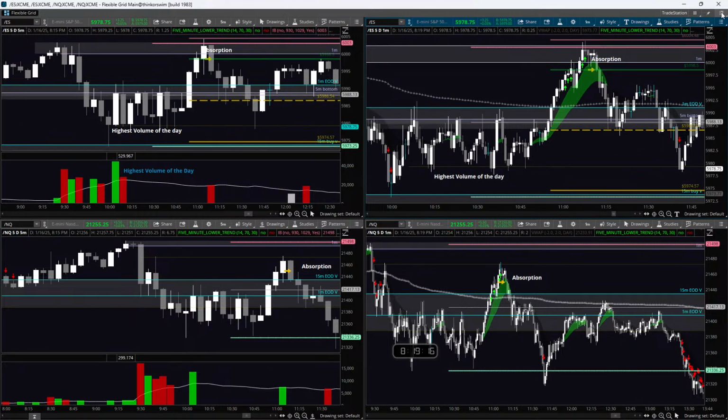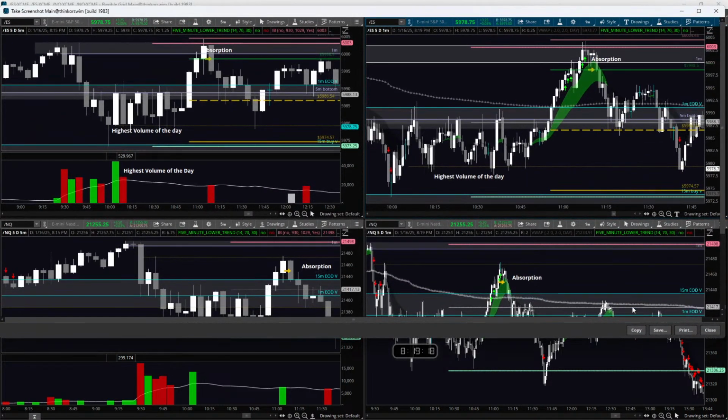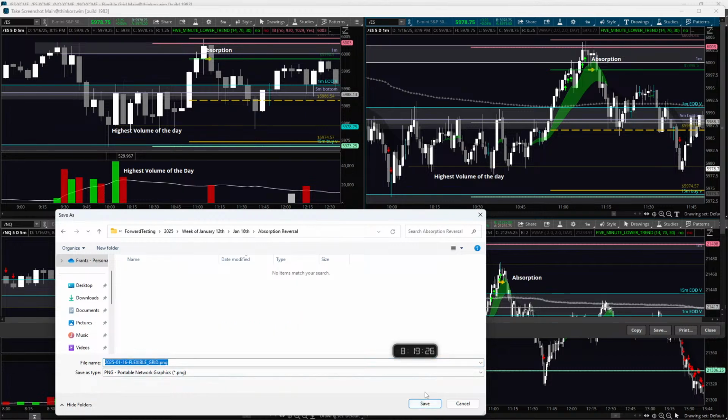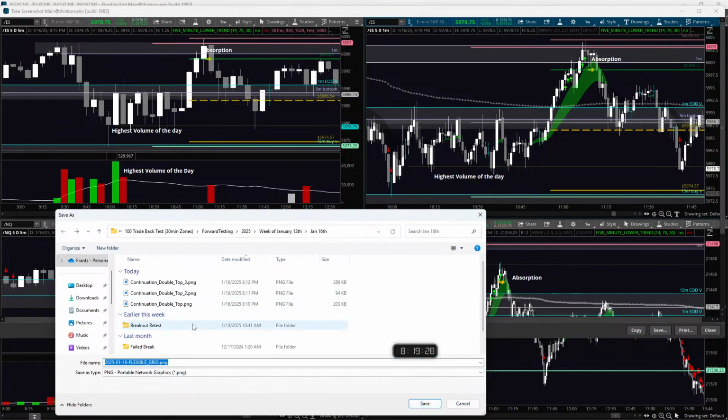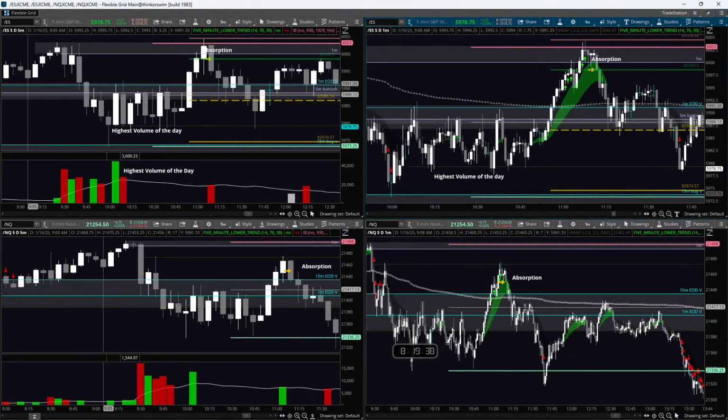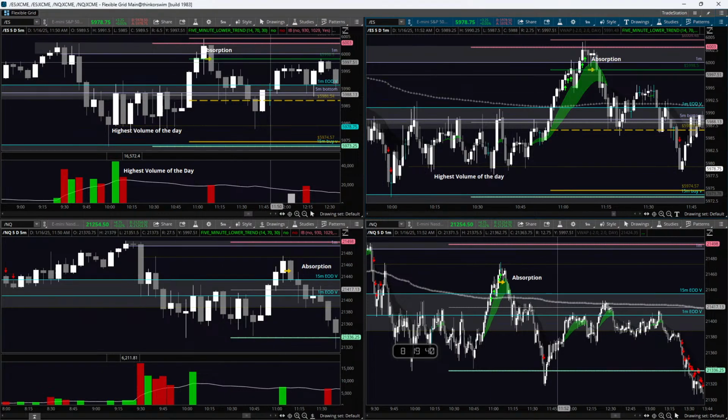So let's take a picture of this, save it as absorption reversal. Just absorption. And then we're going to save over here as absorption.